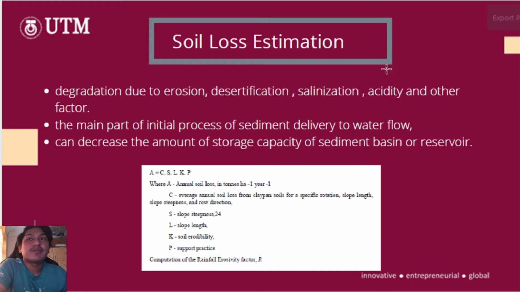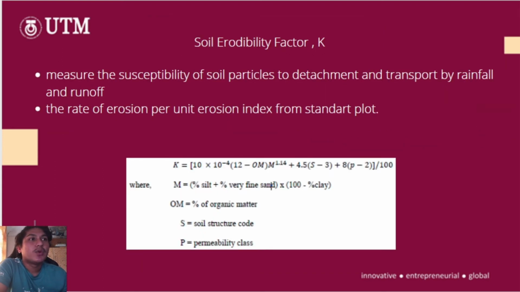So we use this formula: A equals R times K times L times S times C times P. This formula can be used in the next slide. First, we have to determine the soil erodibility factor K. This factor measures the susceptibility of soil particles to detachment and transport by rainfall and runoff. The soil erodibility factor is the rate of erosion per unit erosion index from a standard plot.